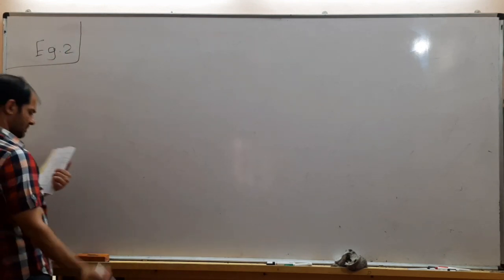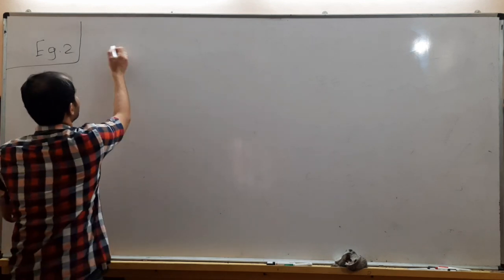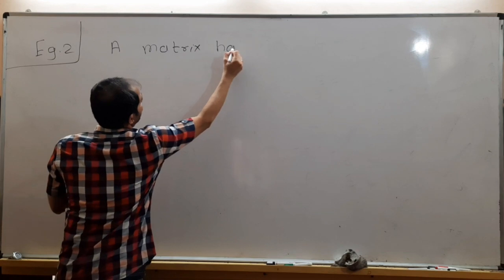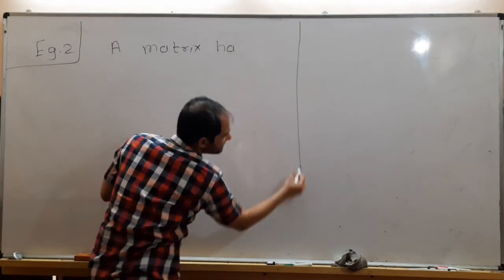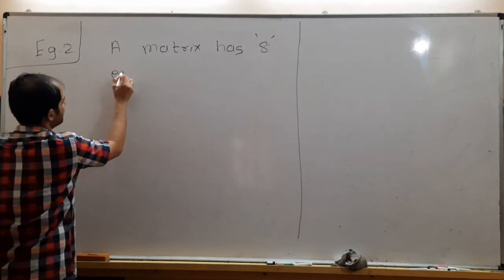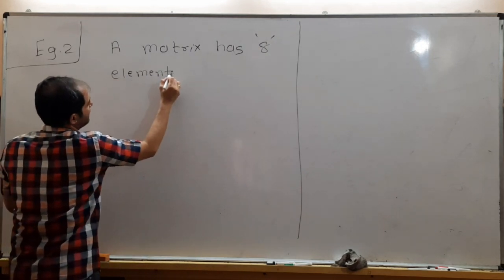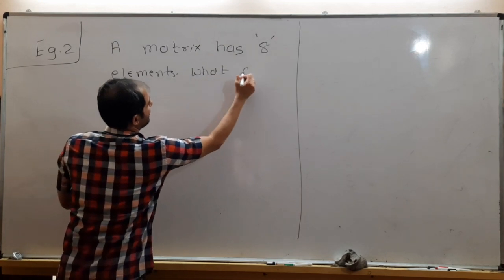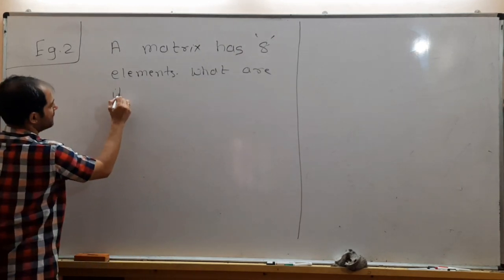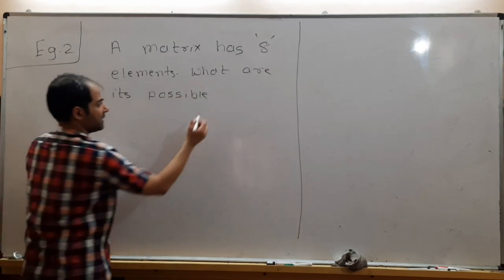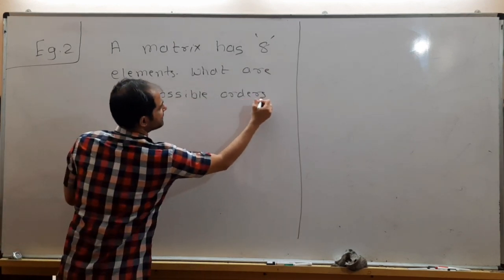Example 2. A matrix has 8 elements. What are its possible orders? Okay. See, this is very simple.